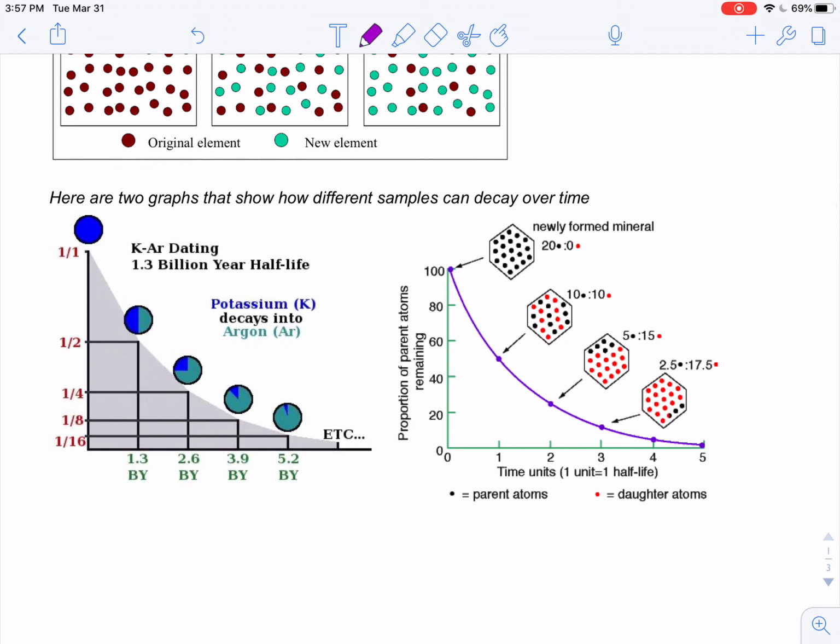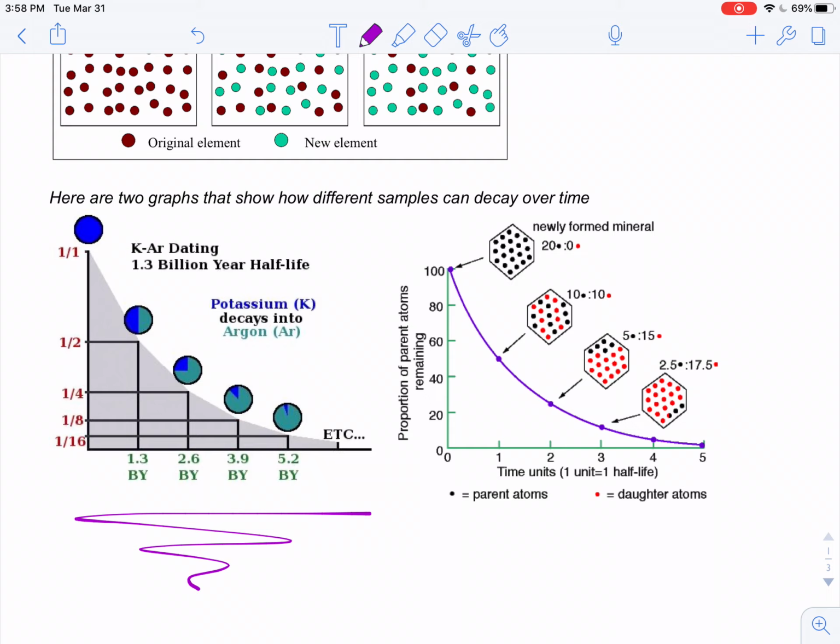These two graphs are showing the same thing. I like this one on the left because it shows us this blue circle like a pie chart. Okay, so imagine at the beginning, during the lifetime of a living thing, let's say, it has 100% of the original element, which in this graph is represented as blue.